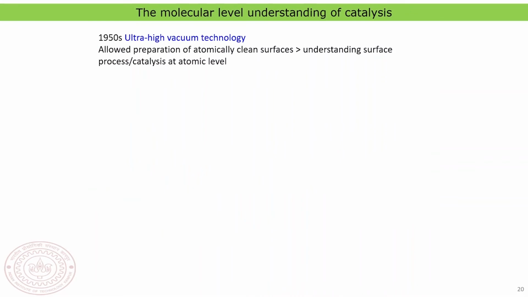Now, in the 1950s, there was this nice development of ultra-high vacuum technology, which is also something that we are going to look at in greater detail in the coming lectures. With the help of ultra-high vacuum technology, one could prepare atomically flat, clean surfaces. This was quite an important discovery in surface science, because it helped scientists to understand the process of catalysis at the molecular level.